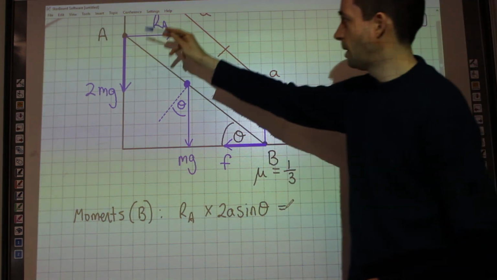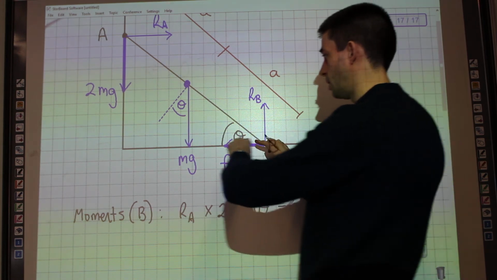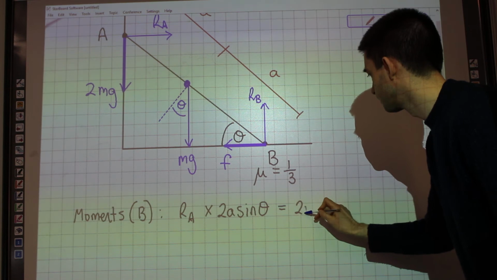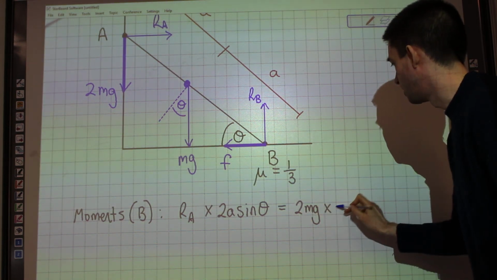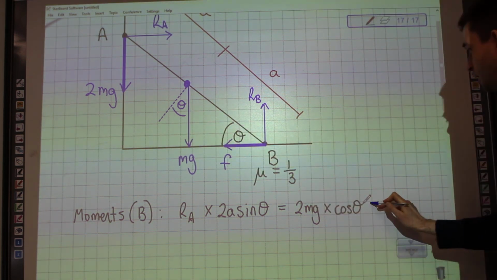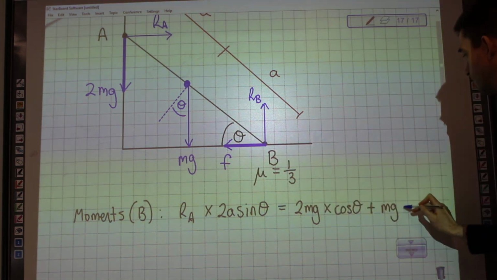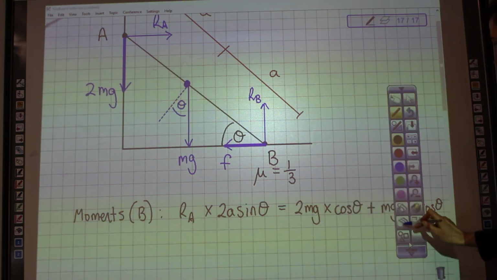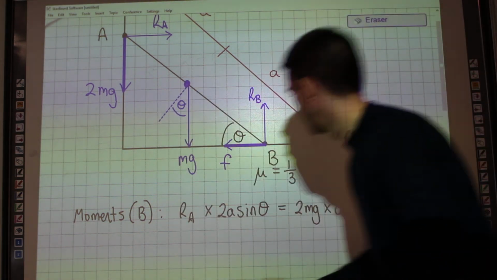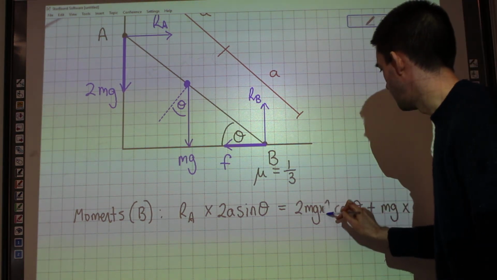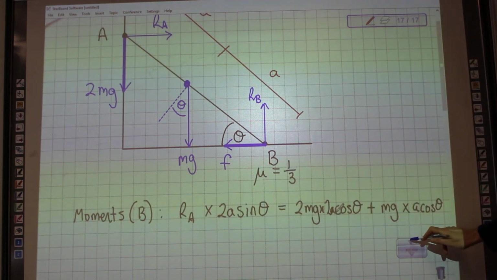And that is going to equal 2mg. Now 2mg is going to be multiplied by this length here, which is going to be 2a cos theta. So 2mg times by cos theta. And then this force here, which is going to be mg times by a cos theta. And I've realised there I've missed out my 2a. So let's just fix that. Squeeze that in there, times by 2a for cos theta.